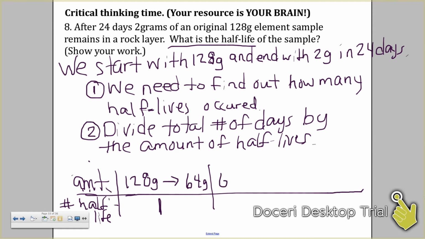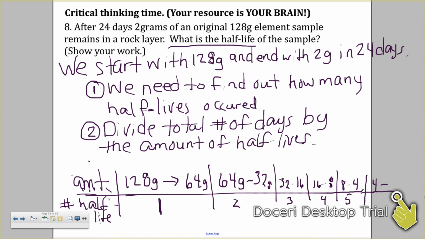So, we know that 64 grams now has to decay into 32 grams. How many half-lives have occurred? Two. Are we at our desired amount? No. So 32 grams has to decay into 16 grams. How many half-lives? Three. 16 grams has to decay into eight grams. How many half-lives? Four. 8 grams has to decay into four. How many half-lives? Five. And then 4 grams has to decay into 2 grams. Is that our desired amount? Yes. How many half-lives? 6.